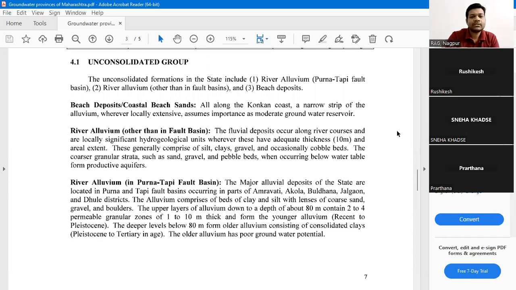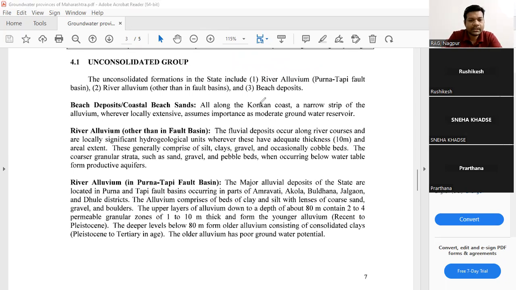Let us go into details of this. The first is the unconsolidated group. This unconsolidated group covers the beach deposits or coastal sands. All along the Konkan coast, a narrow strip of alluvium, locally extensive, assumes importance as moderate groundwater reservoirs.